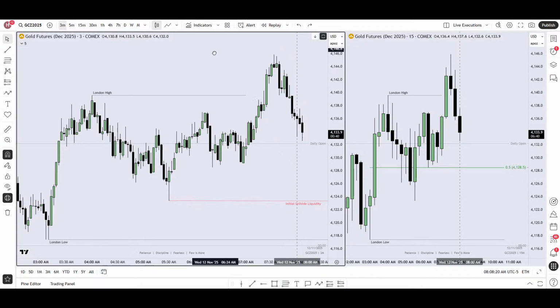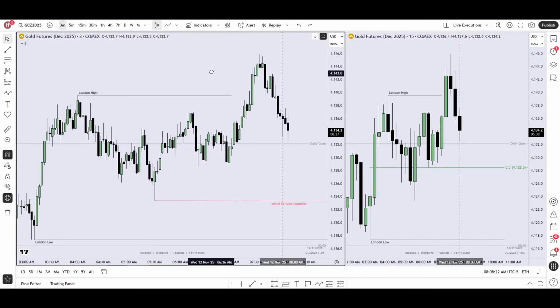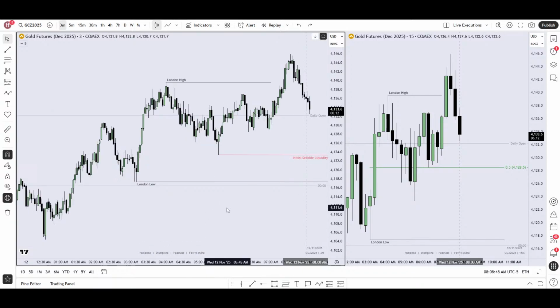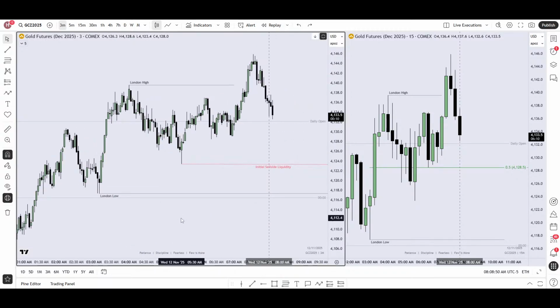Excuse me. The market is currently above relevant opening times. We have the midnight open here, we have the daily open, so we are currently above. That puts us in premium, so we look for price to come down and trade into this initial sell side liquidity. But I wanted this sweep.